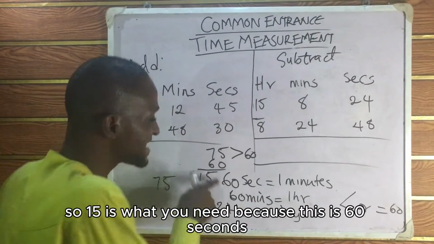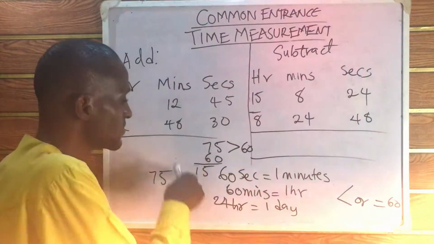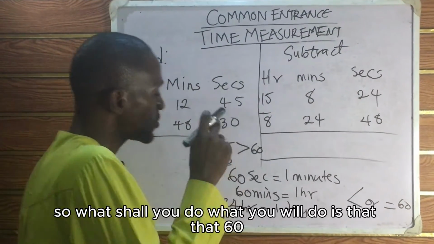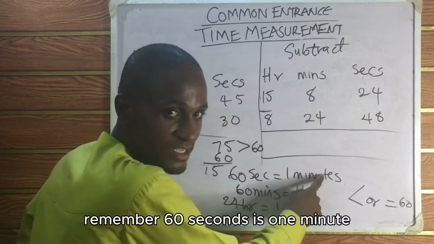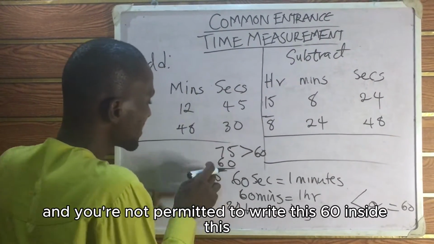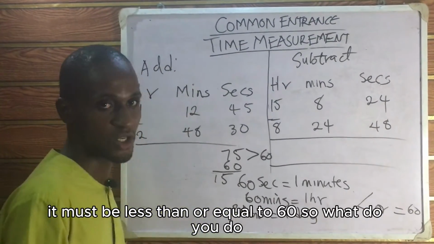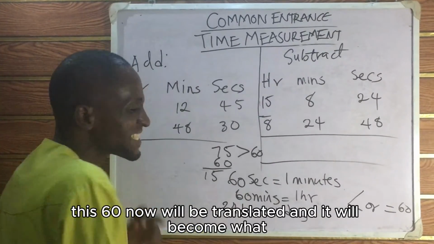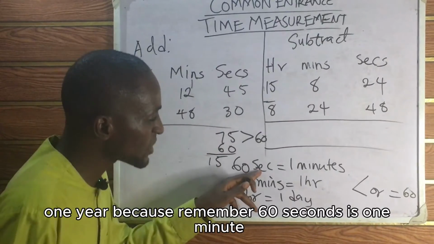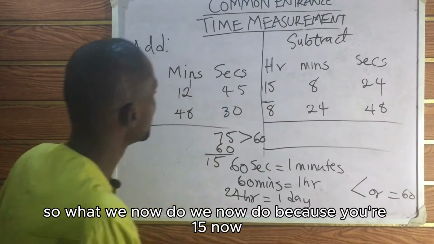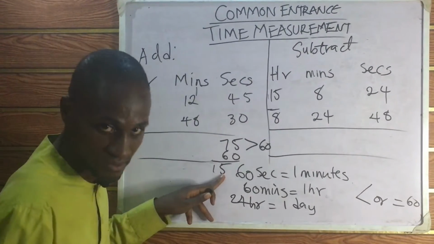Because this is 60 seconds, which gives you 1 minute, and you're not permitted to write the 60. So what shall you do? Remember 60 seconds is 1 minute. And you're not permitted to write this 60 inside this, because I told you it must be less than or equal to 60. So this 60 now will be translated and it will become 1 here, because remember 60 seconds is 1 minute. So what do we now do? Because you have written 15, this is the answer now. The answer is 15.